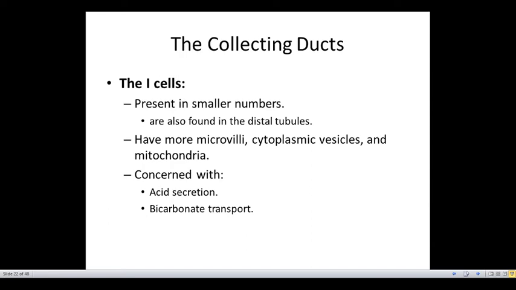The I cells are present in smaller numbers. They are also found in the distal tubules. They have more microvilli, cytoplasmic vesicles, and mitochondria. And they are concerned with the acid secretion as well as the bicarbonate transport.